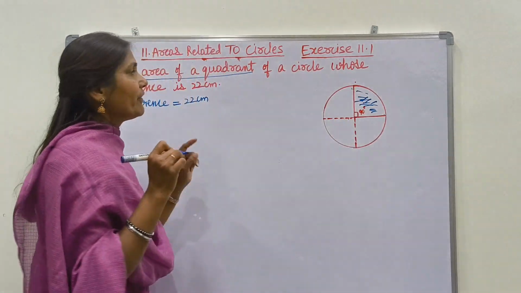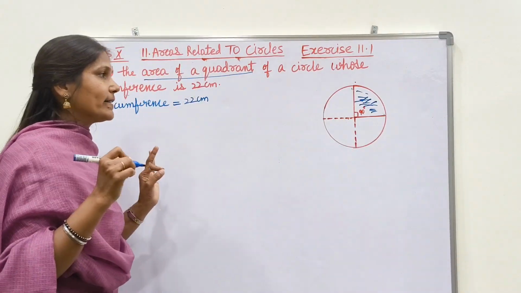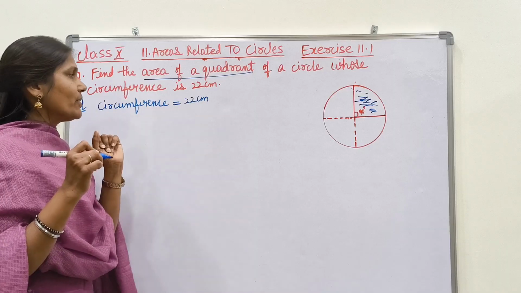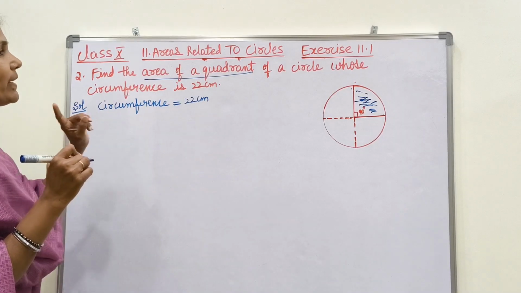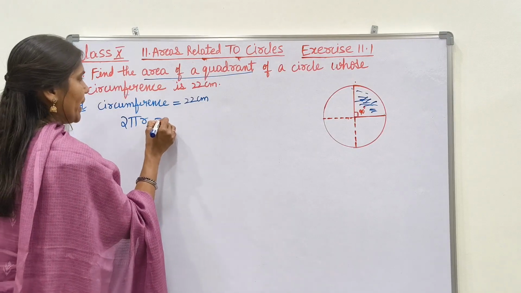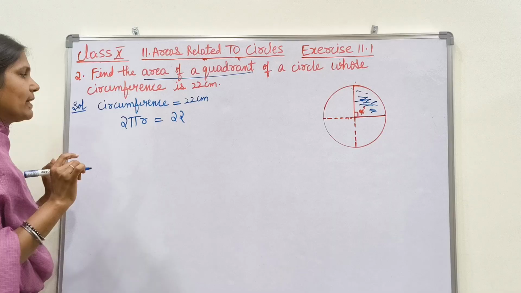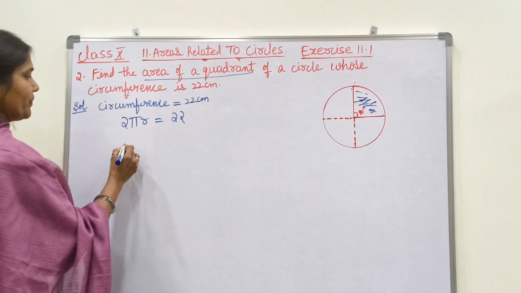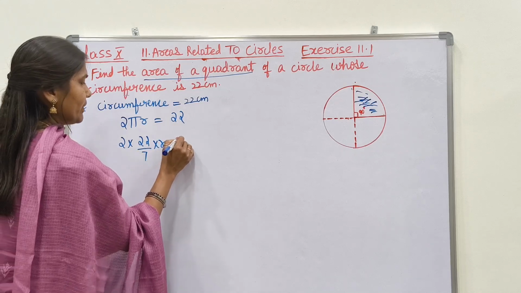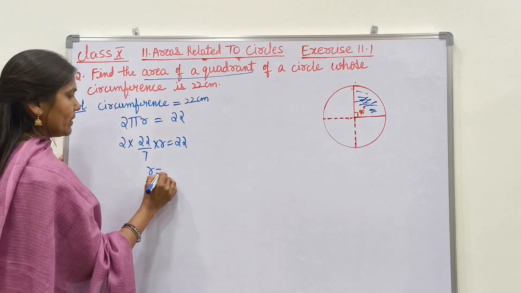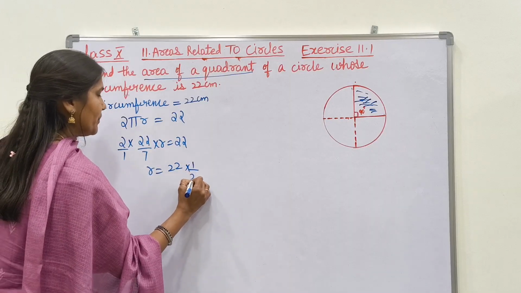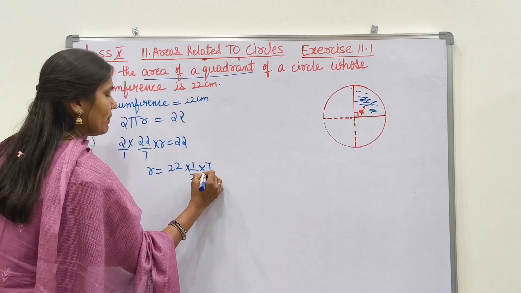First of all, here we don't know the radius, so first we will find the radius. Here the circumference is given, circumference is equal to 22 centimeter. The circumference of a circle formula is 2 pi r is equal to 22. Now see here, 2 into pi value 22 by 7 into radius is equal to 22. Next, r is equal to, first write 22. Here nothing means 1. So 2 by 1 reciprocal is 1 by 2, 22 by 7 reciprocal is 7 by 22.